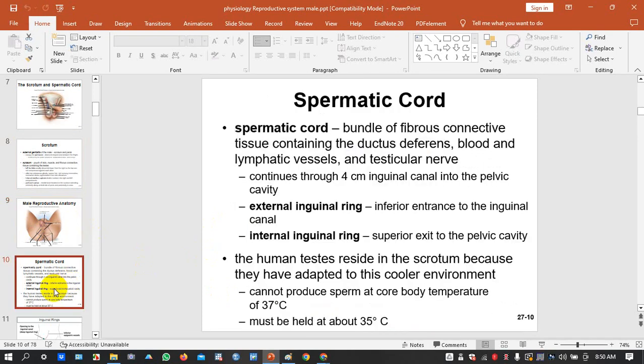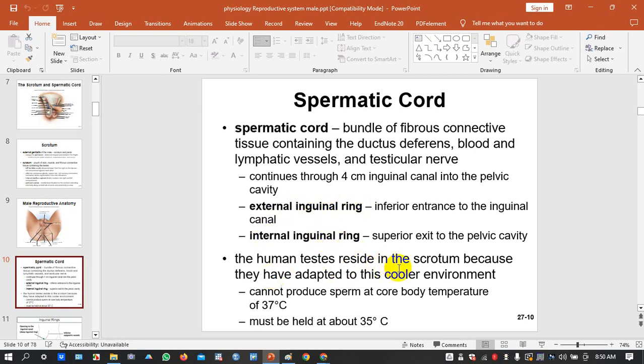Okay, what is the spermatic cord? It's a bundle of fibrous connective tissue containing the ductus deferens or vas deferens, blood and lymphatic vessels, and the testicular nerve, also called genitofemoral. It continues through the 4 cm inguinal canal into the pelvic cavity. We have the external inguinal ring and the internal inguinal ring.